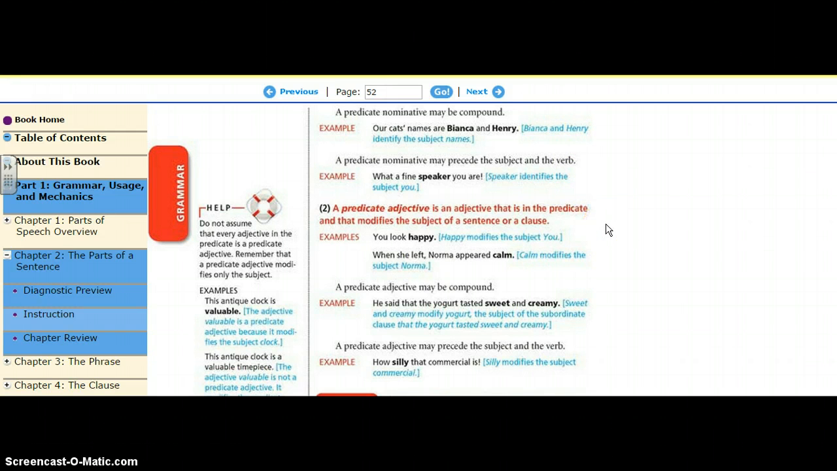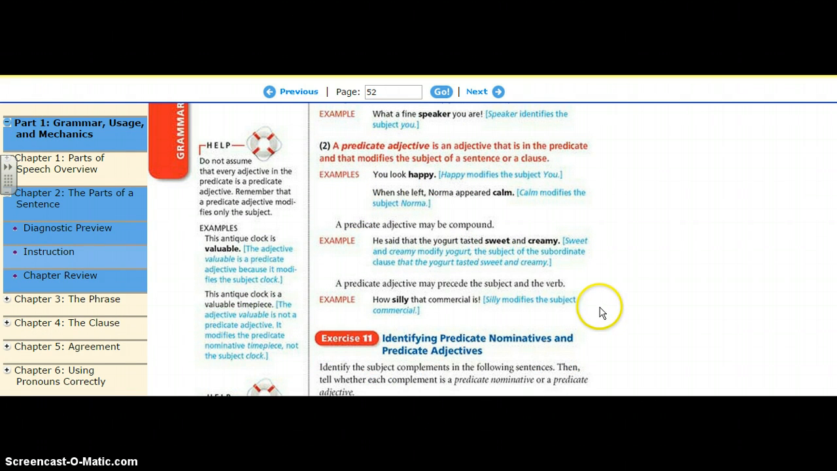It's an adjective that is in the predicate, so it follows the verb, and it modifies the subject of a sentence or clause. You look happy. Happy modifies the subject you. When she left, Norma appeared calm. Calm modifies the subject Norma. And then just like the nominatives, predicate adjectives can be compound. A predicate adjective can precede the subject and the verb. How silly that commercial is. Silly modifies the subject commercial.